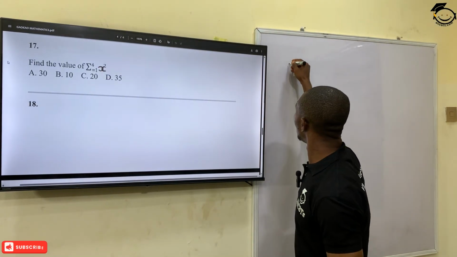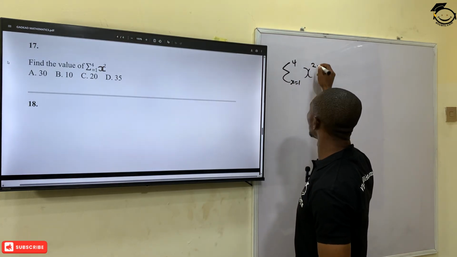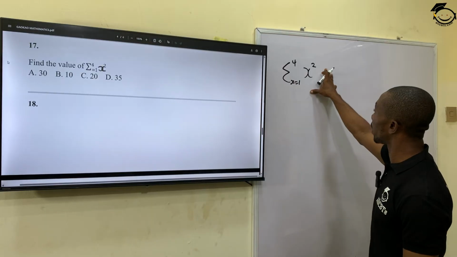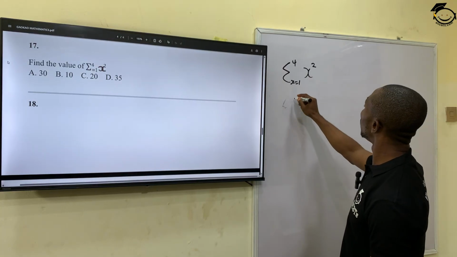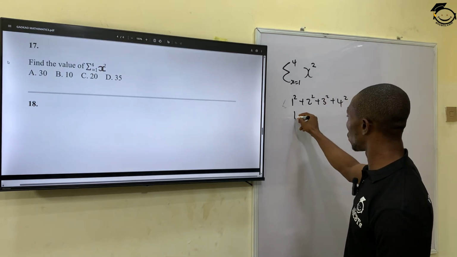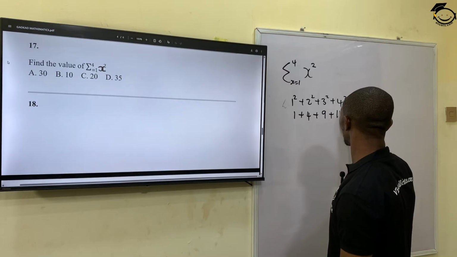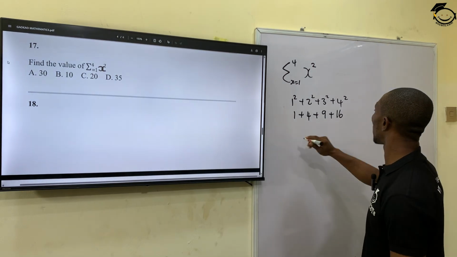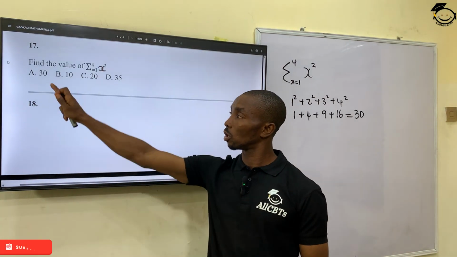Find the value of sigma of x squared for x equals 1 to 4. What it simply means is that x ranges from 1 to 4. So this becomes 1 squared plus 2 squared plus 3 squared plus 4 squared. 1 squared is 1, plus 2 squared is 4, plus 3 squared is 9, and 4 squared is 16. 16 plus 4 gives us 20, and 9 plus 1 gives us 10. That gives us 30. So the solution would be 30, which is option A.